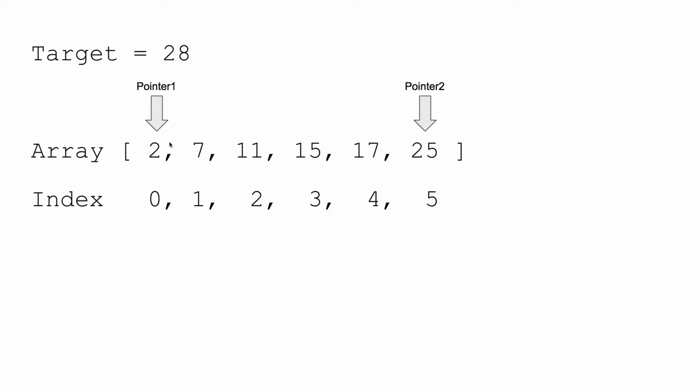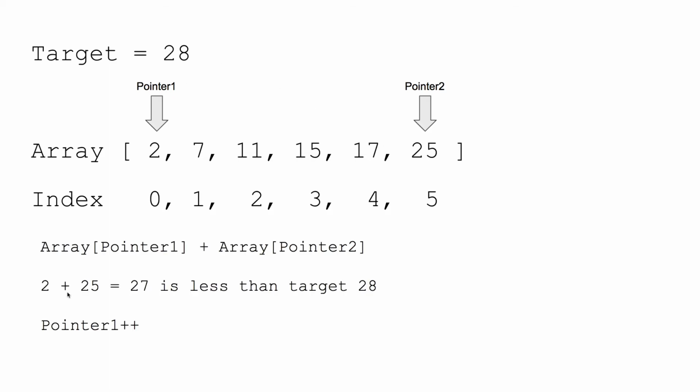And from here, as we know that this array is sorted, we always know that at the leftmost we have the smallest number and at the rightmost we have the highest number, and we can simply check if these two numbers add up to 28. So here let's say if I add these two values, we get 27, which is less than target. From here we have two options, either we can move pointer 1 towards right, or we can move pointer 2 towards left.